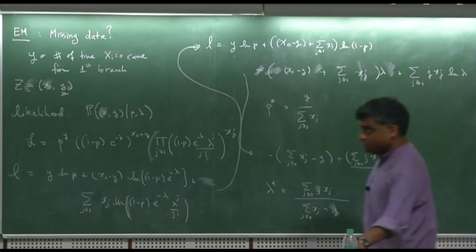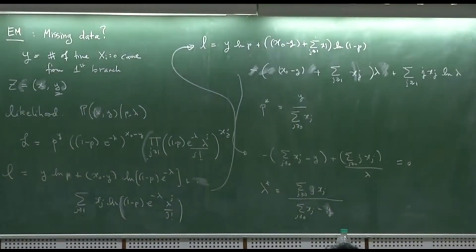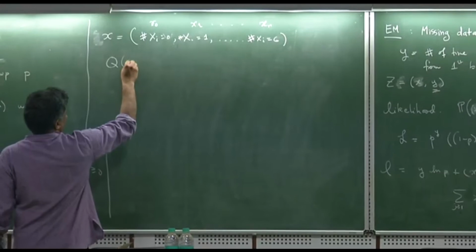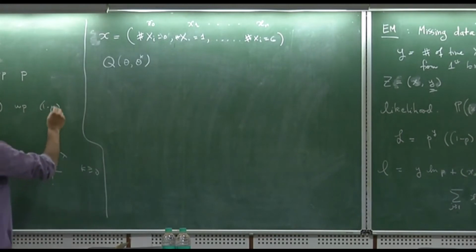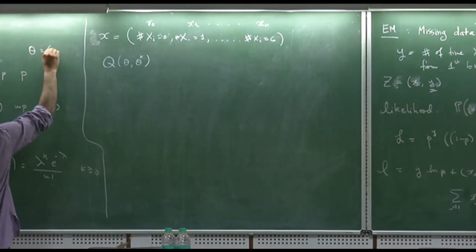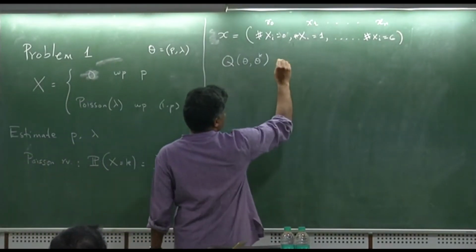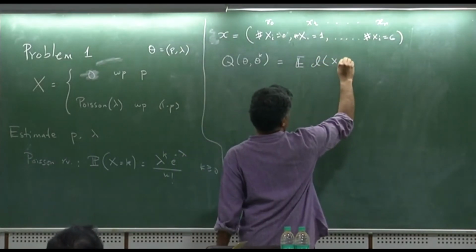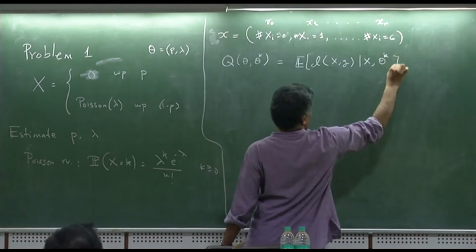So how do I fix this problem? So let's remove this part. I'll need this again. So I don't know what y is. So how do I define my Q function? Q of new parameter given the old parameter. So let's say theta k is the old parameter, and the theta in this particular case is going to be p and lambda. That's what I'm after. And what was this? Remember, this was given to be the expectation of the likelihood of the full data, which is x and y, conditioned on x and the old parameter theta k. This is what the definition was.